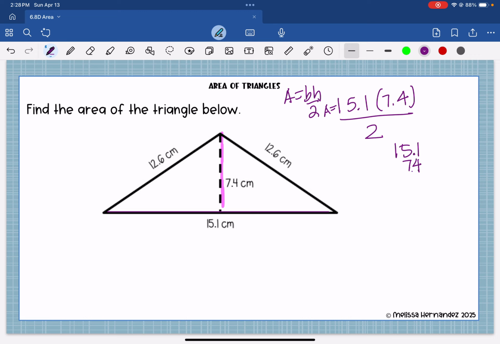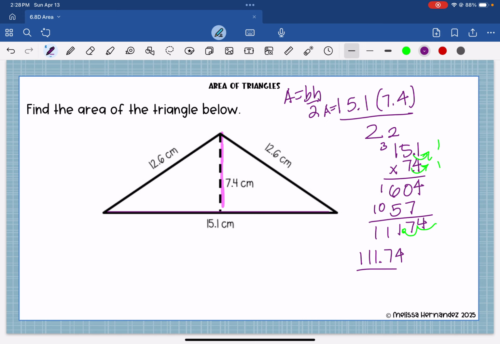Now, what I'm doing is just ignoring the decimals. 4 and 20, 4, 6. Okay, so in my question, I had 2 decimal places total, so I have to have 2 in my answer. So my actual answer so far, before I divide by 2, is 111.74.